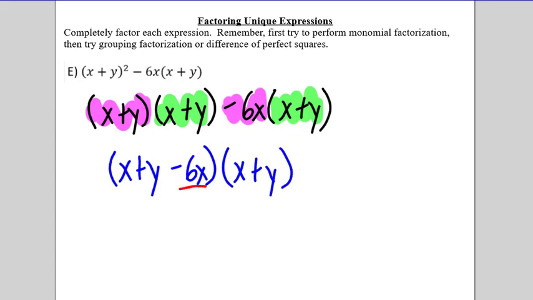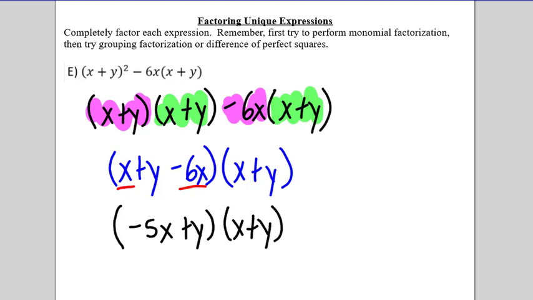Now, I can simplify inside my parentheses there because they are the same terms and I'm adding and subtracting. So 1 minus 6x is negative 5x plus y, and then x plus y. And there I have the simplified expression.